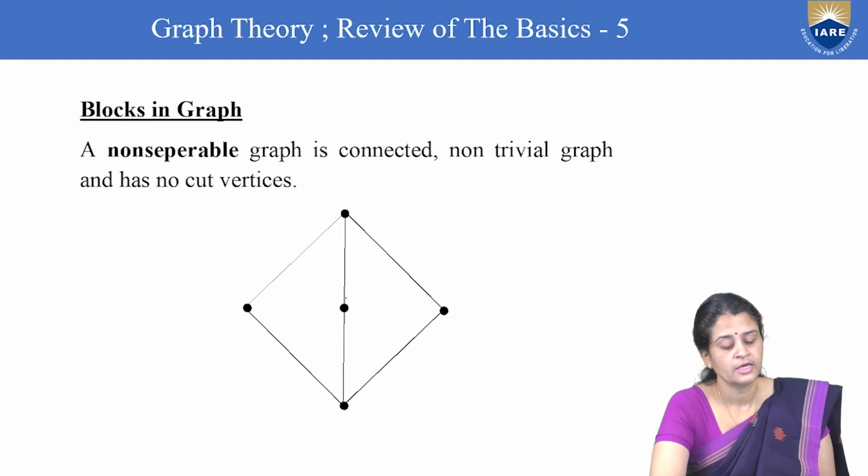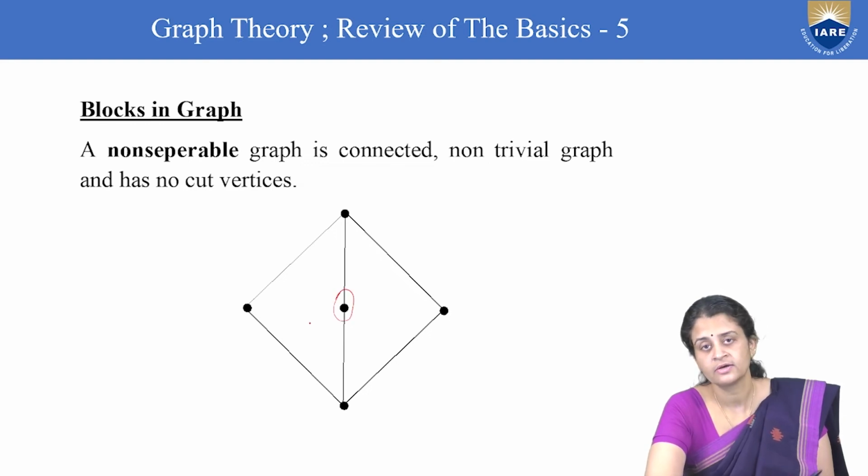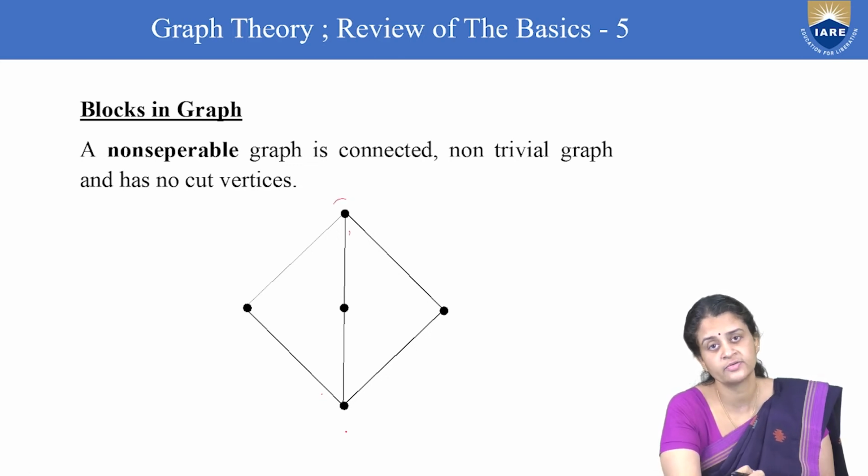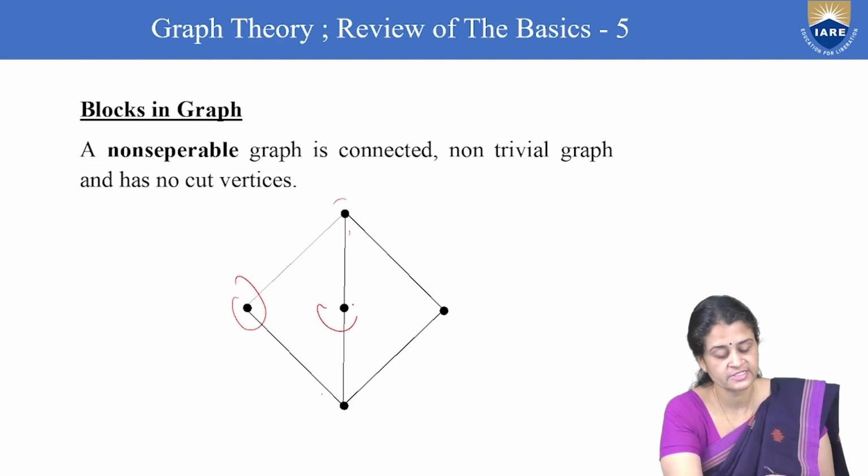Okay. Even if I remove this vertex, the graph will be connected. What about removing these vertices? It is also a connected graph. If I remove these two vertices, it is also a connected graph. But if I remove these three vertices, this becomes a disconnected graph. But what is the resultant graph? A trivial graph. So, a non-separable graph is a connected non-trivial graph and has no cut vertices. Here, like this, it is a block.